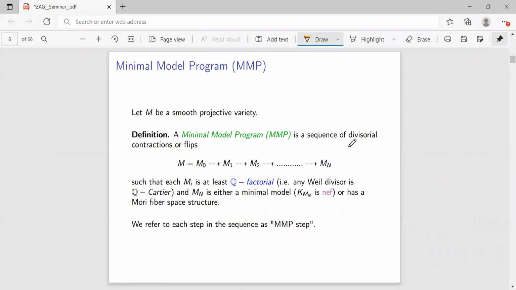And this last space here is either a minimal model, which means that the K of that is nef, or it has a fiber structure in the sense of Mori. And so we refer to these steps as MMP steps or MMP operations.